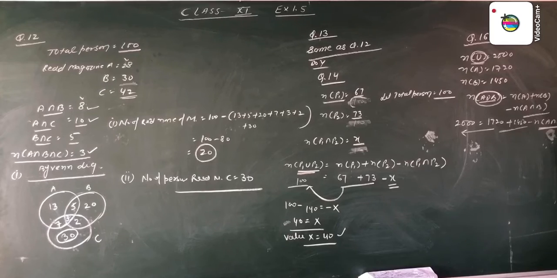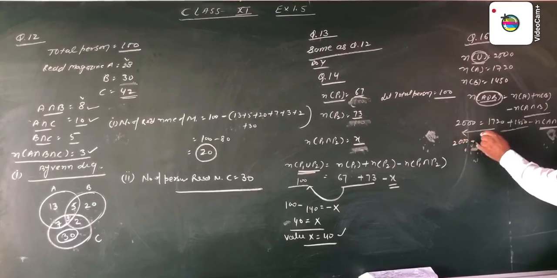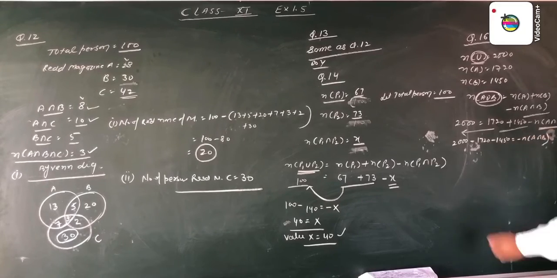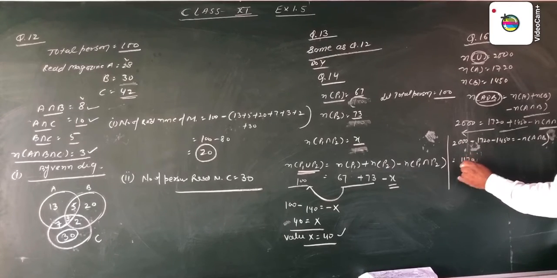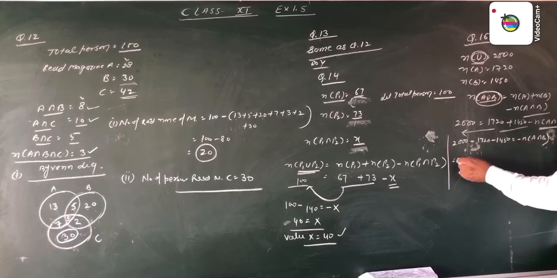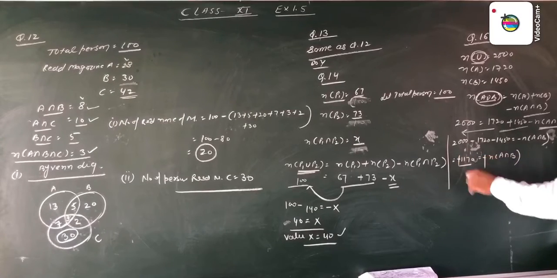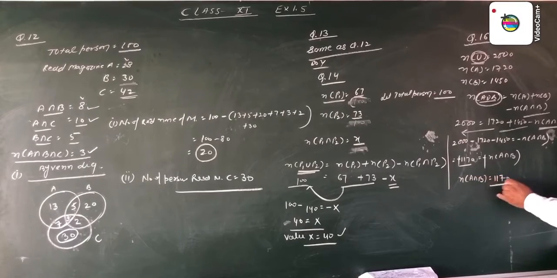What is the least number of persons who like both products? So we have to find this value. Now 2000 minus 1720 minus 1450 minus A intersection B. If we subtract this, we find the value is 1170. We leave this value with a negative sign equal to minus A intersection B. Minus and minus cancel. So now A intersection B is 1170. This is the number of persons who like products P1 and P2.